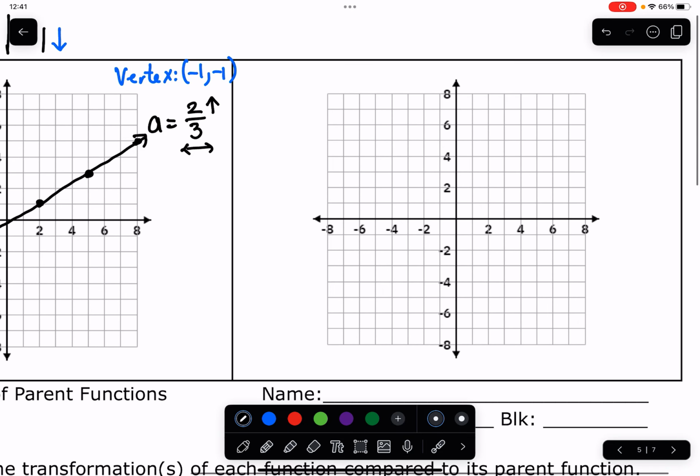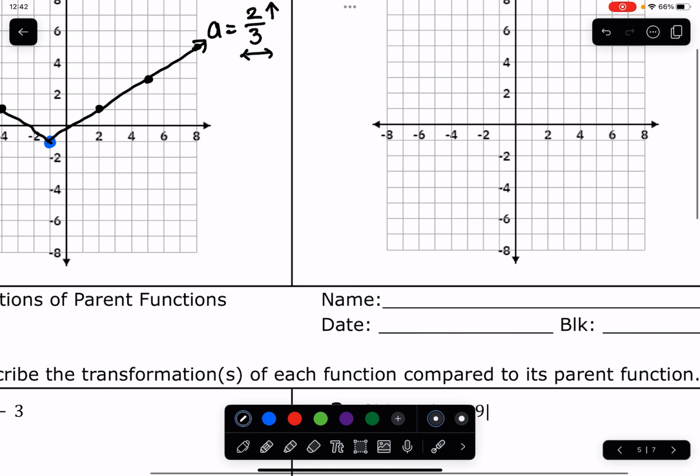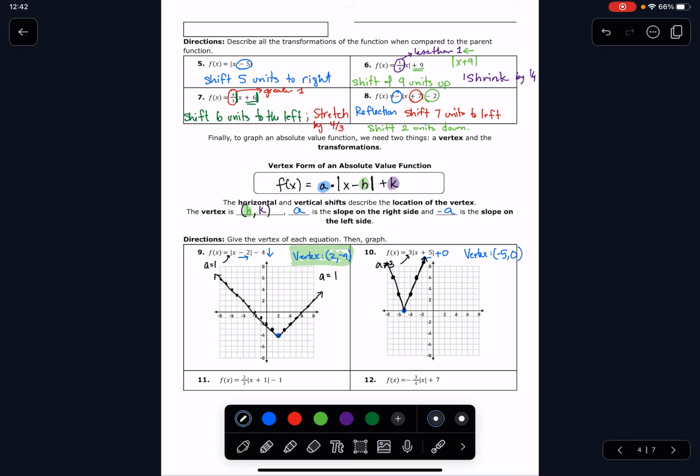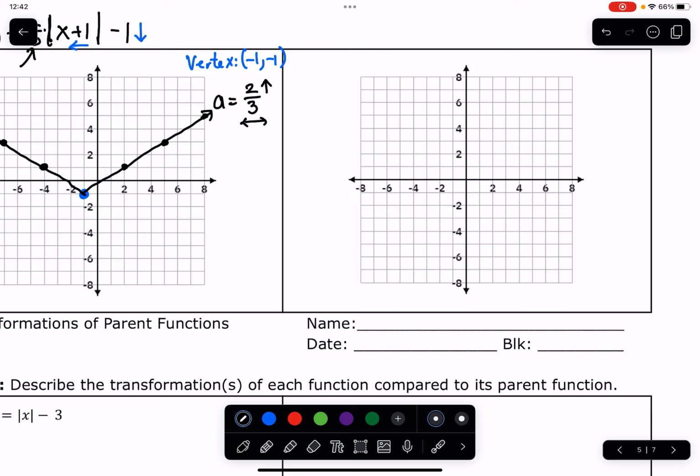Now, for this last example, let me remind myself what the function was: negative 3 over 4 times the absolute value of x, plus 7. Let's start with the vertex. Our vertex has no horizontal shift, since inside the absolute value we're not adding anything to the x, so it stays at 0. But the plus 7 is going to move it up 7. So our vertex is located at 0, 7, and that's where the center of the V is going to be.